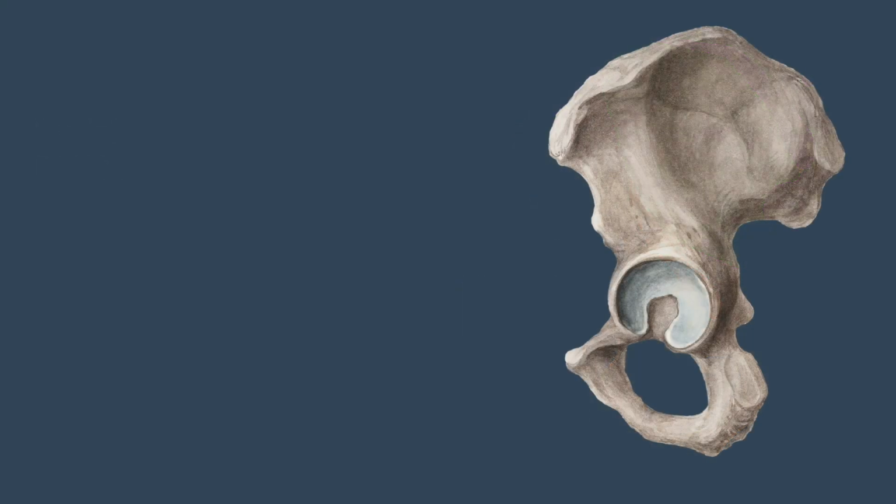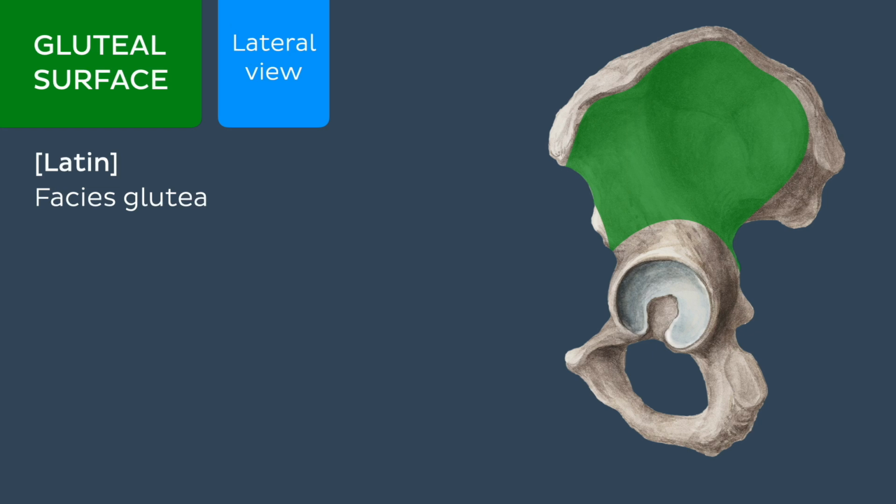If we flip our hip bone over to view its lateral surface, we can see some more bony structures. The first one we'll look at is the gluteal fossa, or the gluteal surface. This fossa contributes towards most of the external surface of the wing of the ilium and provides various points of attachment for the gluteal muscles. There are three curved ridges on this surface, known as the anterior, posterior, and inferior gluteal lines.